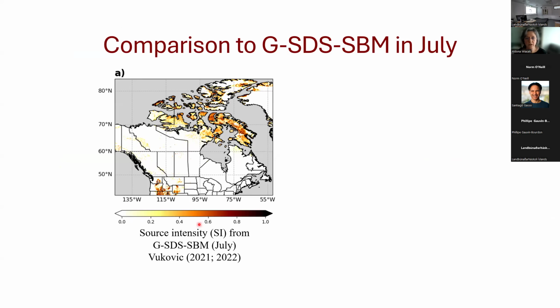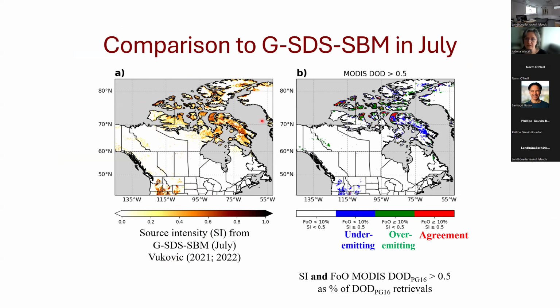Okay, so the main evaluation of whether or not this is real was a comparison to the source intensity maps compiled by Anna Vukovic, the global sand and dust storm source base map. We did this for July because in April and October, there's not much going on in that map. It's well known that there's potential for dust emission in July in all these regions with the right wind conditions. So this figure here is a logical figure.